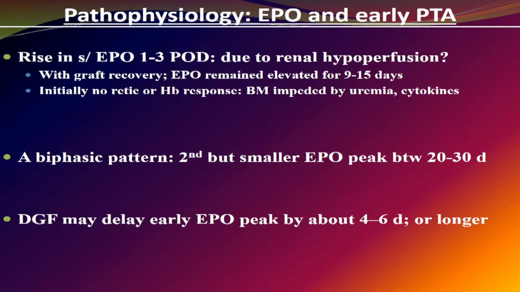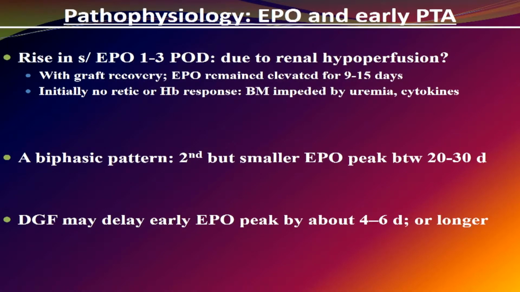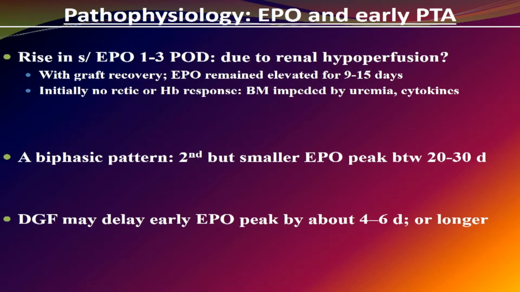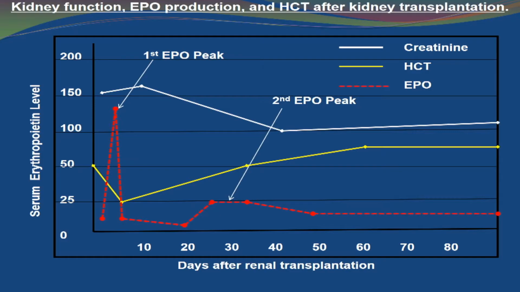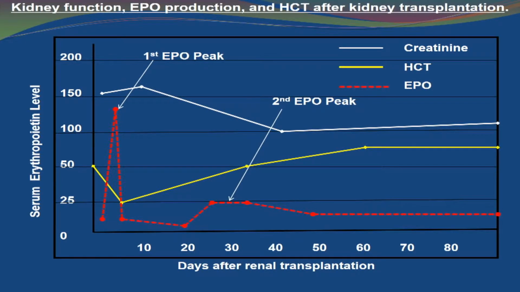Now, with graft recovery, erythropoietin tends to remain elevated at least in the first 2 weeks. And initially, there will be no reticulocytosis because bone marrow response tends to be impeded by persistent uremia and inflammatory cytokines that usually occur at that period of transplantation. But there tends to be a biphasic pattern, such that there is a second but smaller erythropoietin peak by 20 to 30 days.